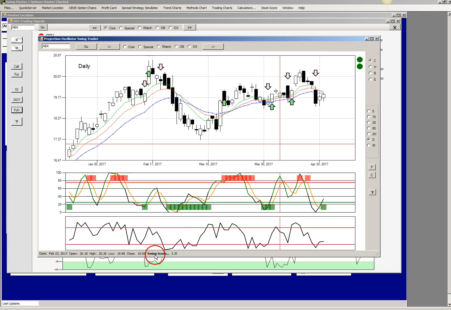And on the bottom here we have something that's useful called the swing score. The swing score ranges from -10 to +10. If it's greater than 0, the numbers appear in green. Less than 0, they appear in red. And we have a positive swing score of 1, which indicates that the stock is in a position to buy.